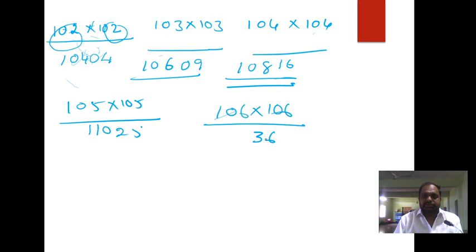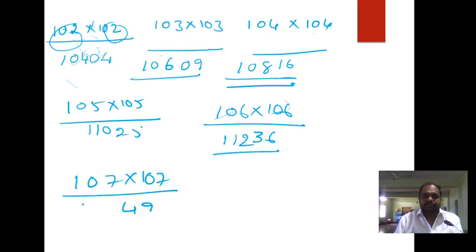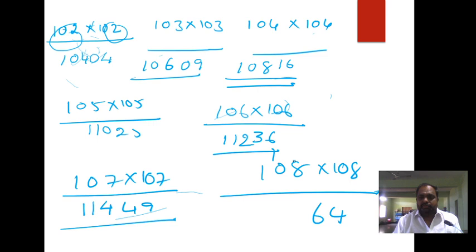Suppose 107 into 107. 49. 107 plus 7, 114. Suppose 108 into 108. Keep 64. Add 8 to 108: 108 plus 8, 116. Similarly 109 into 109. So just keep 81, 9 9s are 81, 109 plus 9. How much? 118. Okay.